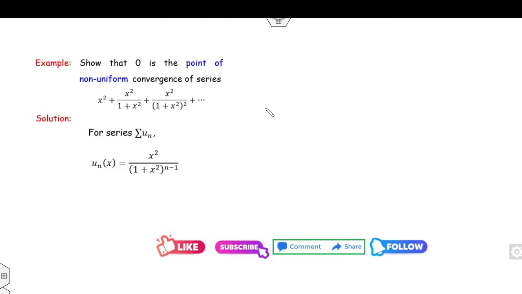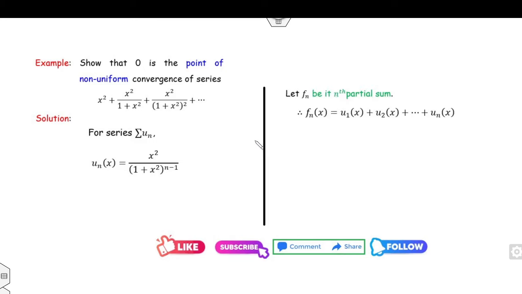Then, because there is no need for partial fractions, I can use it as the nth partial sum sequence. Now I can substitute the values of u1, u2 and un. The value of u1 is x squared, because 1 minus 1 is 0. u2 is x squared over 1 plus x squared and so on. The last expression is x squared over (1 plus x squared) raised to power n minus 1.